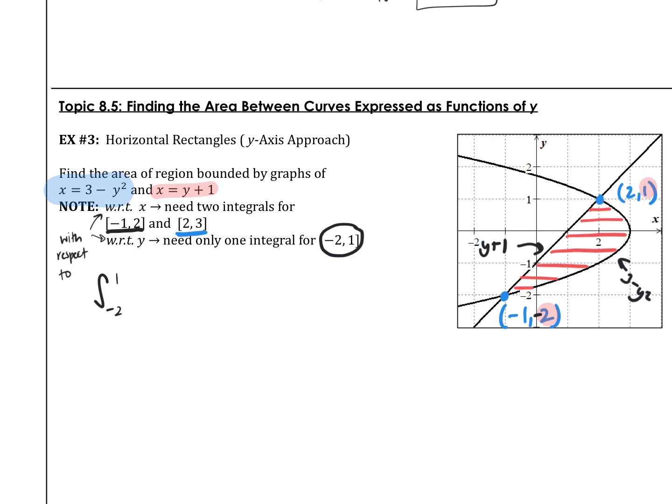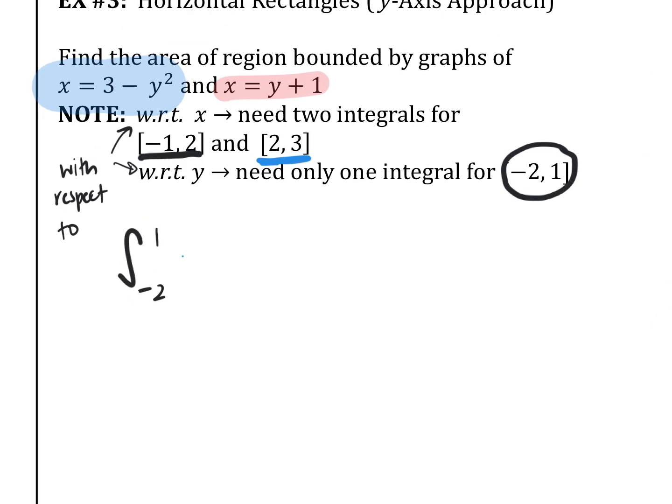of my blue function minus my red function. So 3 minus y squared, and then I'm subtracting my y plus 1.